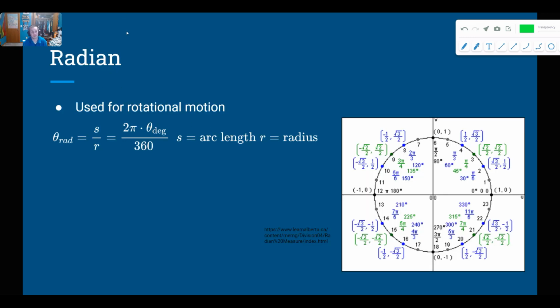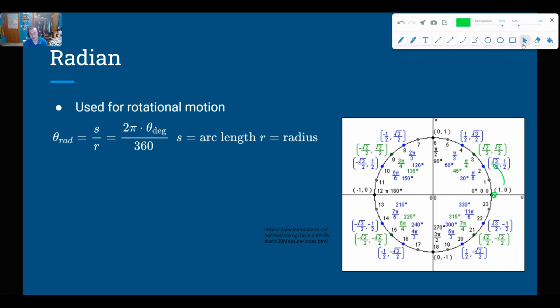Anyway, so radians are used for rotational motion. I've got a picture of the unit circle down here. The definition of a radian is the arc length on the outside of the circle divided by the radius of the circle, right? And if you want to get your radians from degrees, you do 2 pi times your angle measure in degrees over 360, and that will give you the amount in radians, okay? Like I said, s is the arc length around the outside of the circle, and r is the radius. We normally start at 0, 0 right down here. That's normally 0, and we go around from there.